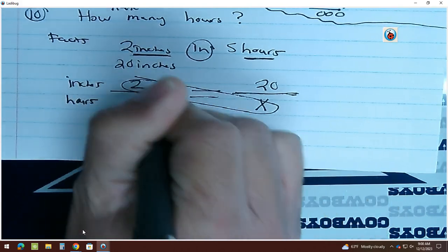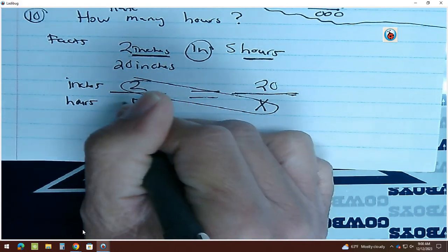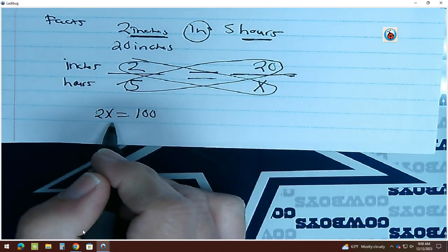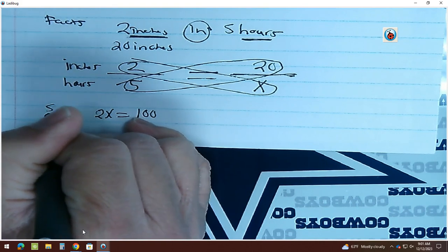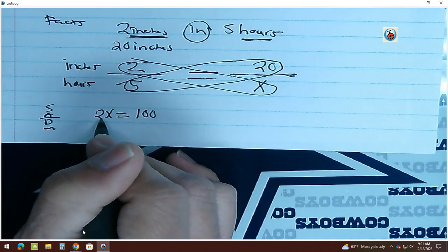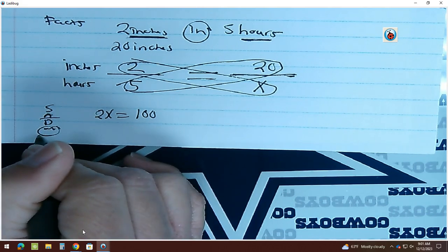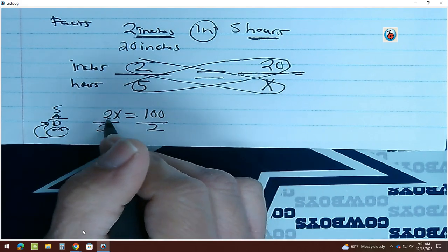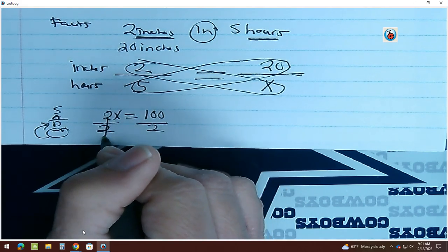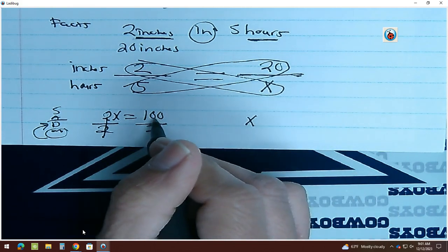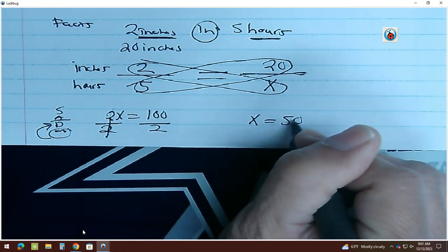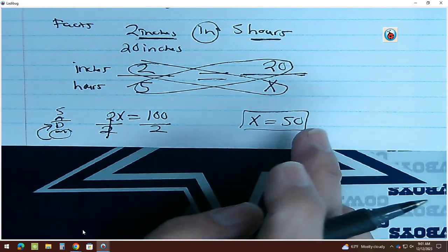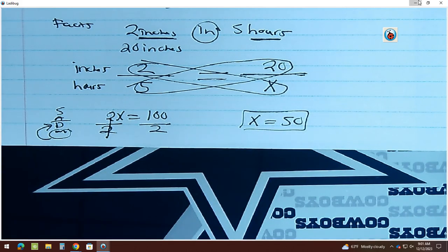2 times x, 2x. 5 times 20, 100. How do I solve for x? What does this mean in math? A number next to a letter? Multiply. So to solve for x, I'm going to do the inverse, which is to divide by 2, divide by 2. What happens to the 2's? They cancel out, so we have the x. 100 divided by 2 would be 50. So how many hours would it take to get 20 inches? 50 hours.